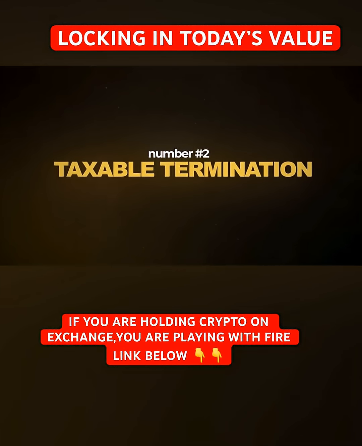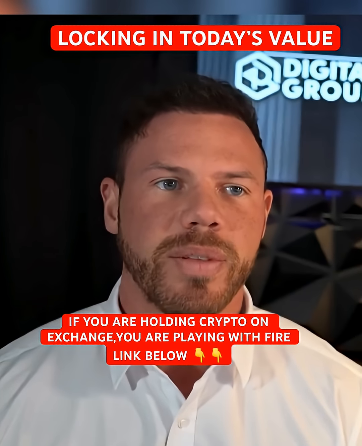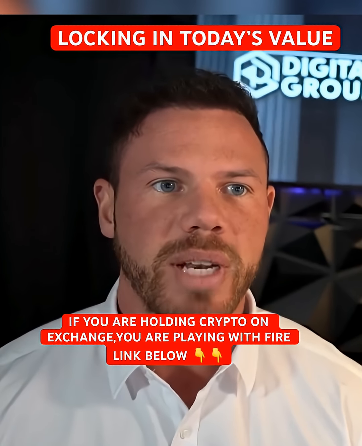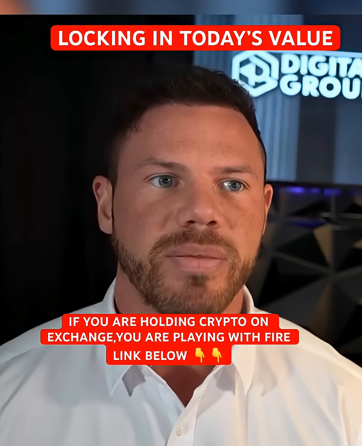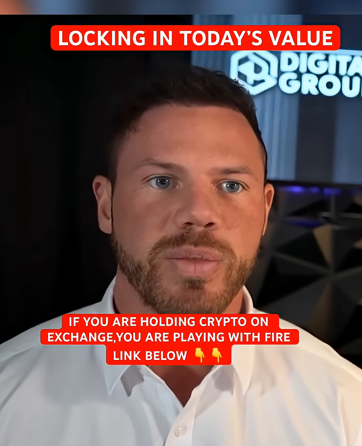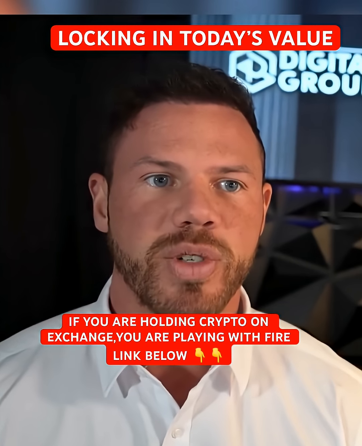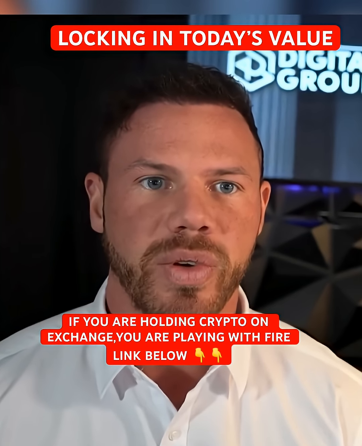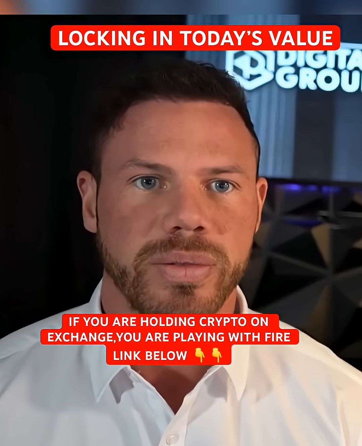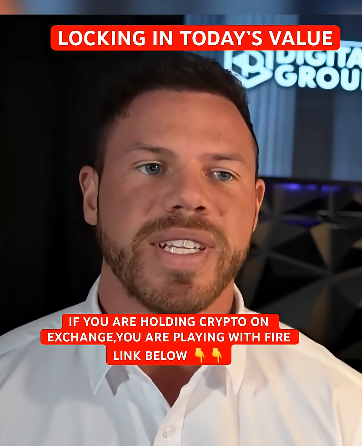Number 2, taxable termination. This is one of the blind spots a lot of people have. When you set up a trust for your child, they receive income for decades. Then they pass away and the trust moves to your grandkids. If the GST exemption wasn't allocated when the trust was created, guess what? That moment also triggers a 40% tax on the entire trust.